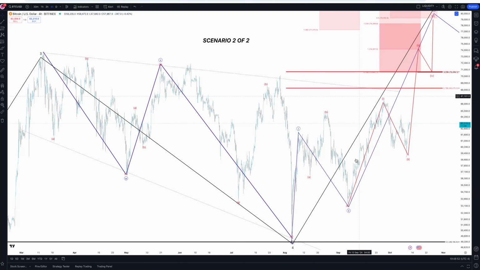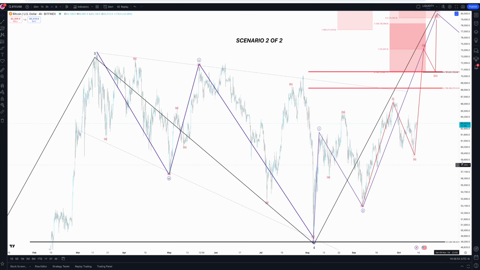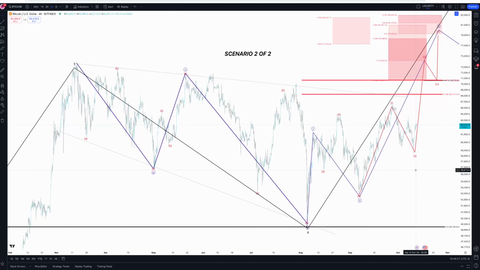Here back for another update. Let's take a look at Bitcoin over here. I'm going to show you two scenarios.